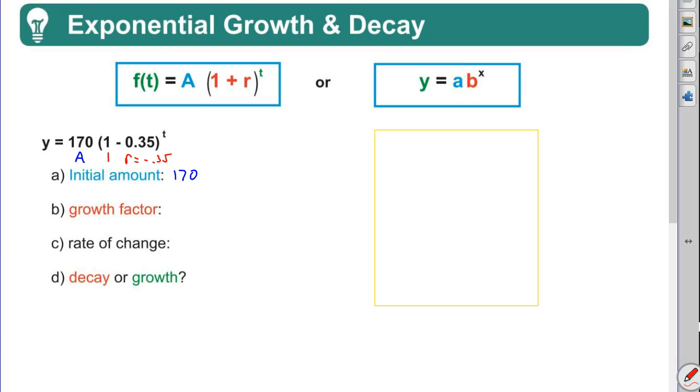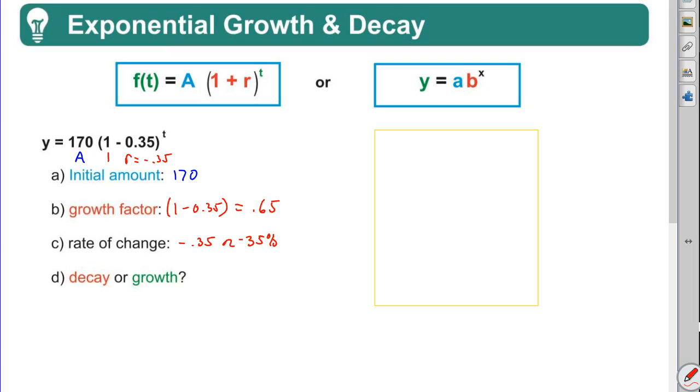All right, let's go through and talk about the rest of these. What is the growth factor? The growth factor is the total value of the base. In this case, it's going to be 1 minus 0.35 for a grand total of 0.65. That's the growth factor, 0.65. What is the rate of change? The rate of change is just the value minus the 1. So the rate of change is negative 0.35, or you can give it as a percent, negative 35%.